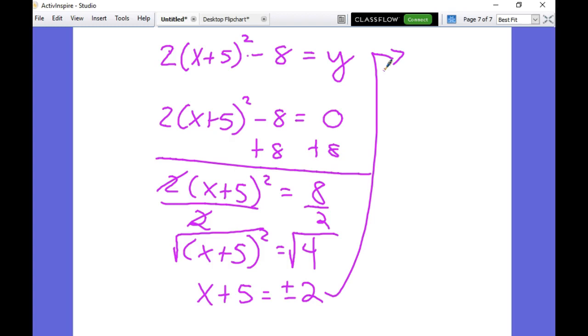Is there always going to be a plus and minus before? I think the only exception would be if you had a 0 over here. Otherwise, there should be. Kiara, what do we do next?